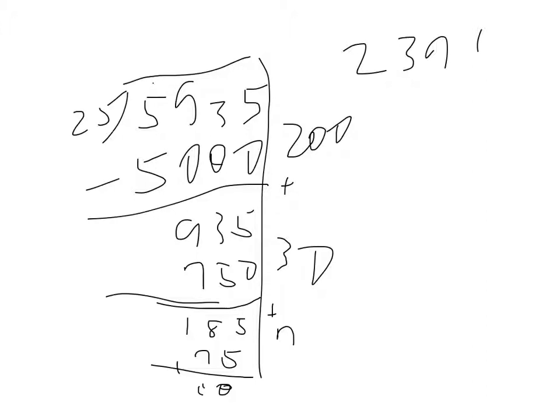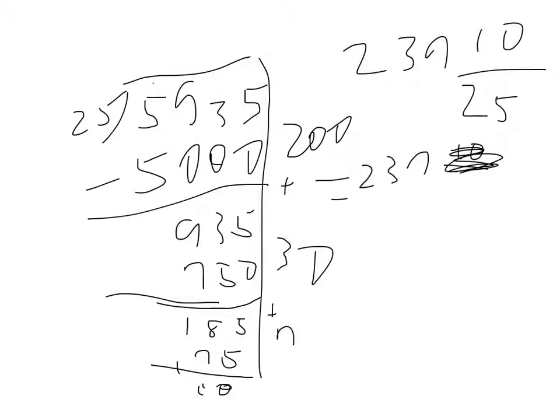237 and 10/25, but 237 and 10/25 is equivalent to 237 and 2/5. So the answer for this equation is 237 2/5.